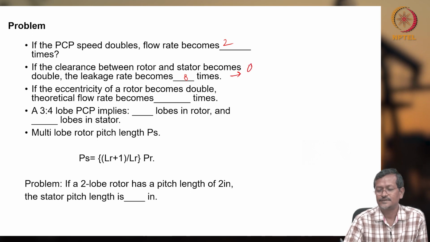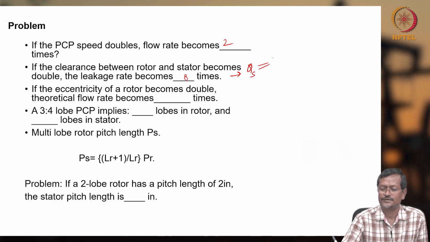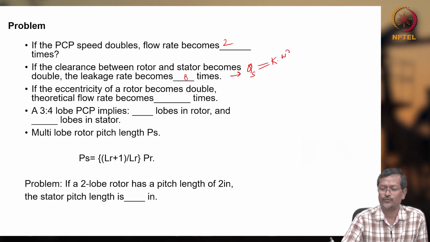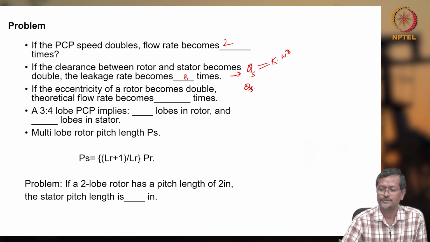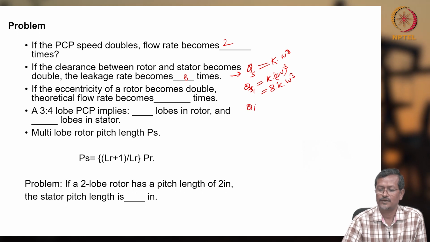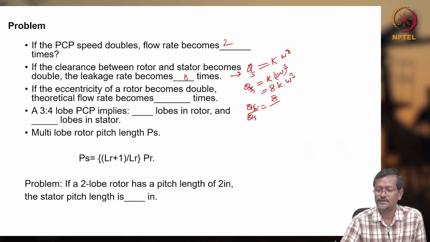Because you can see the flow rate leakage, the QS term was there, I think. So QS is equal to a constant into W cubed, right? So if W doubles, with the same constant K, W becomes 2W, that means 8 K W cubed. Now QS2 by QS1 equals 8 by 1.